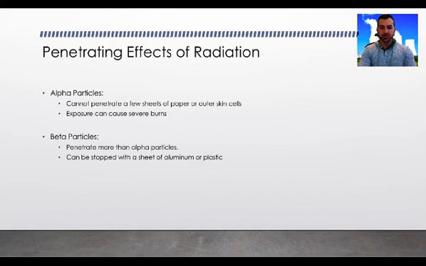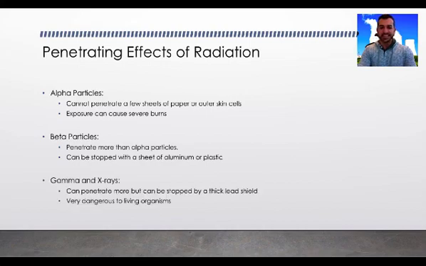Beta particles can penetrate more than alpha particles, and these can be stopped with a sheet of aluminum or plastic. And lastly, the gamma rays and X-rays can penetrate more, but can be stopped by a thick lead shield. That's why if you've ever gone to get an X-ray, they put a lead apron over you, to stop the X-rays from penetrating that certain area of the body, and it allows some form of protection.